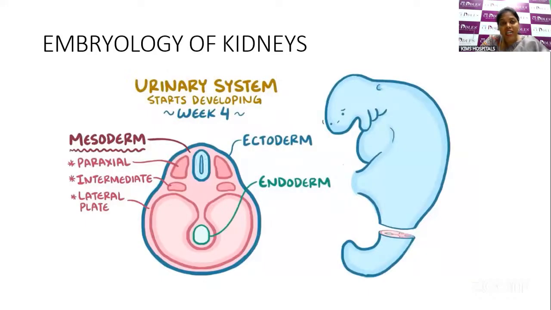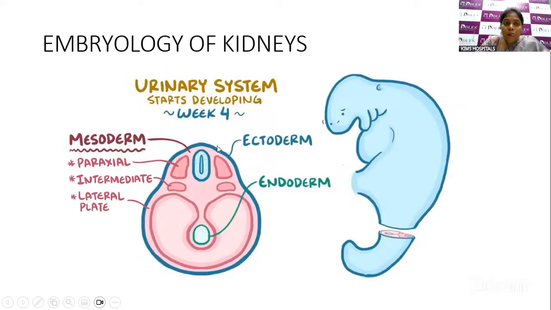So before we go into understanding the different abnormalities, we really have to understand the embryological development of the kidney, nephrons, and the urinary tract, to understand where the defect is occurring because of which we are landing up in such an abnormality.